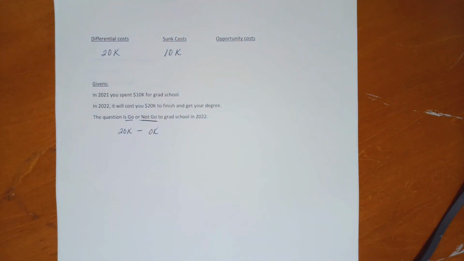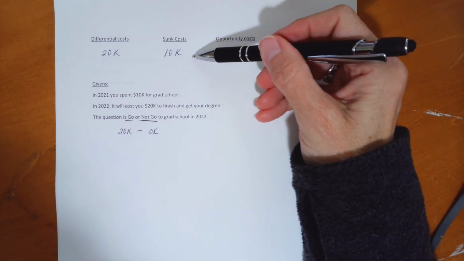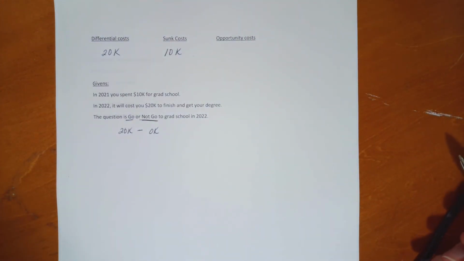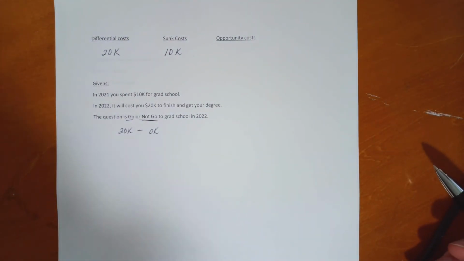Right? So it's pretty irrelevant to the decision, and actually what happens is people get emotionally attached to this number when there's nothing you can do about it. So really the question is, do I want to spend $20,000 to get my degree? Not, do I want to spend $30,000 to get my degree? Because you already spent the 10.